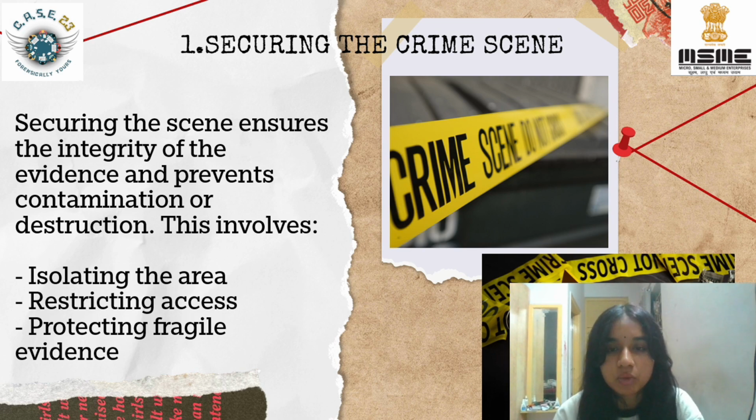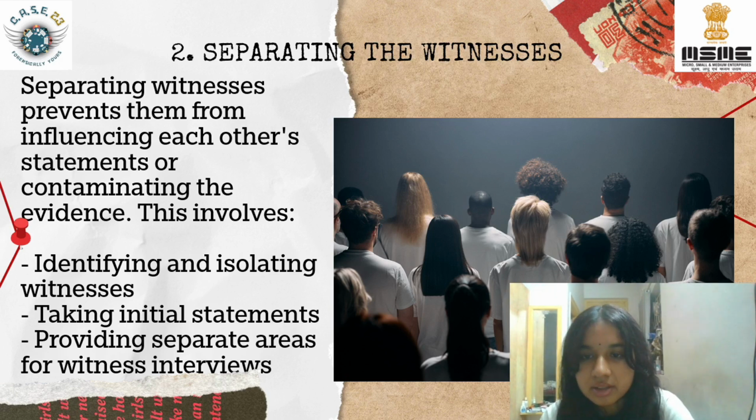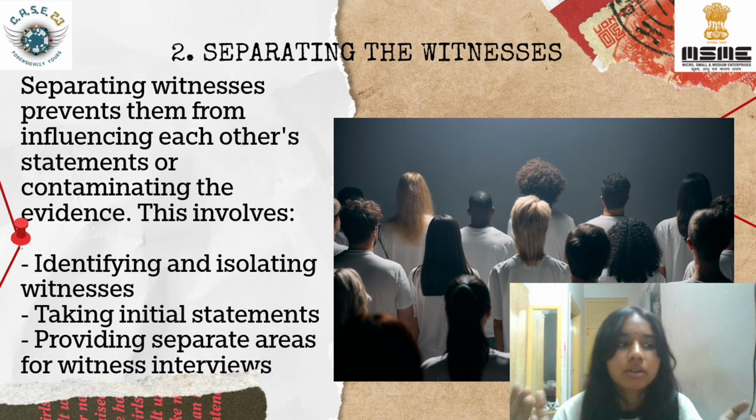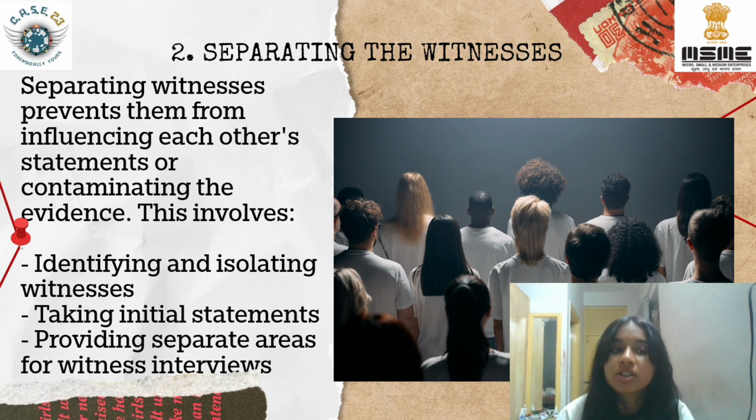The next step at this crime scene would be separating the witnesses. Witnesses are the people who had actually witnessed the crime, seen the crime with their eyes, or have been present where the crime occurred. Separating the witnesses prevents them from influencing each other's statements or contaminating the evidence. When witnesses talk to each other, there might be misinterpretation of the information, and there might not be very authentic information coming out when they are questioned or interrogated.